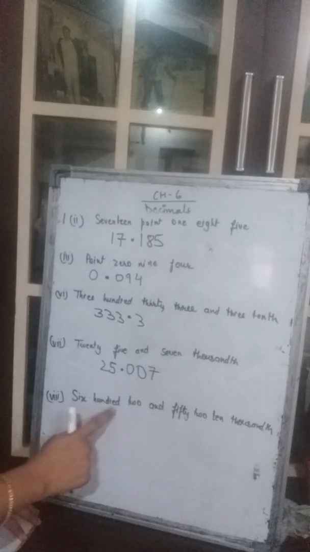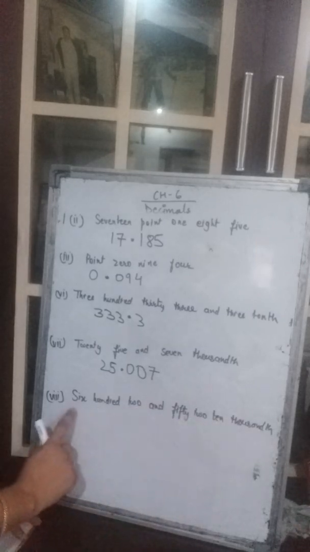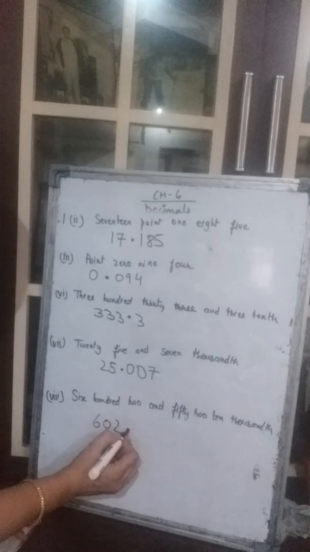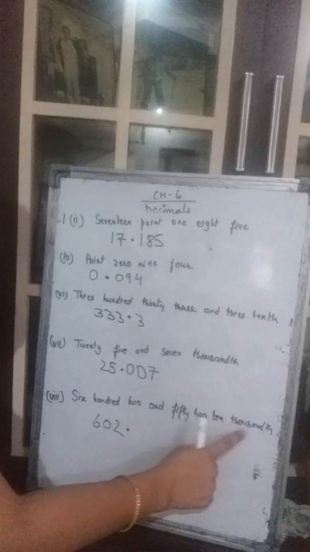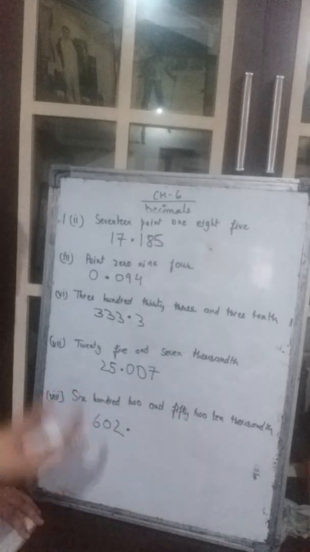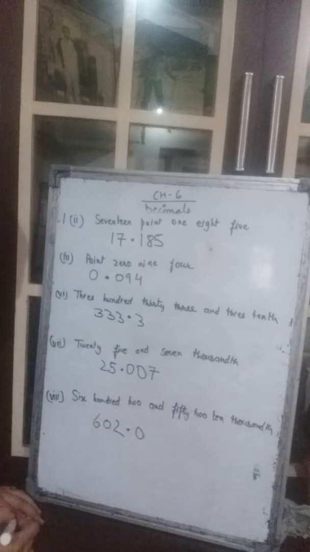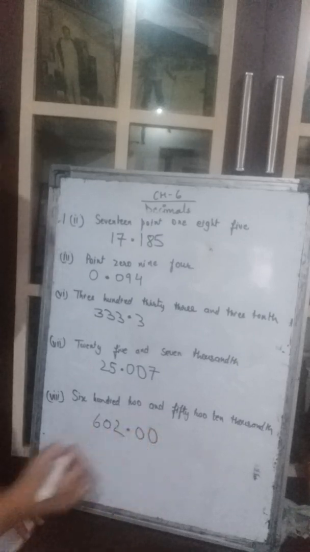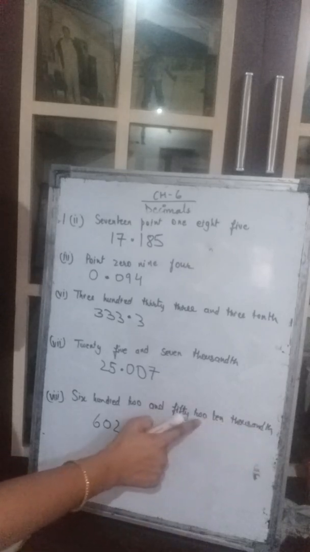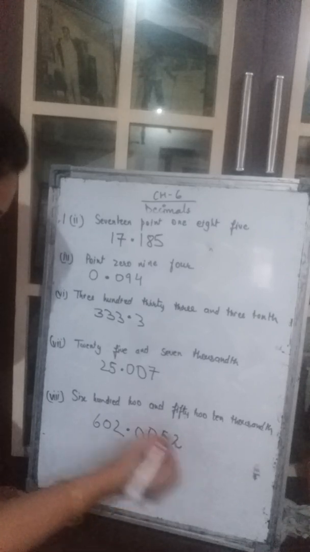Now we come to the 8th part. The 8th part says 602 and 52 10,000th. So write the 602 first. 602 and means decimal. Now 52 10,000th. That means this 52 is coming at the 10,000th place. Girls, first write the 10th place. Is there anything? No. The 100th place, is there anything? No. Then the 1000th place. This is 10,000 but it is having 2 units, 52. So 5 will come here and 2 will come here.